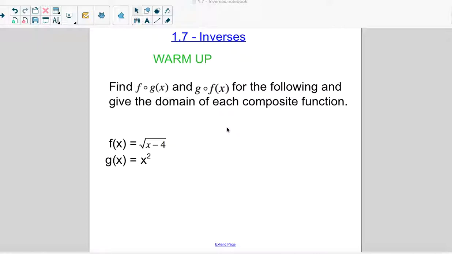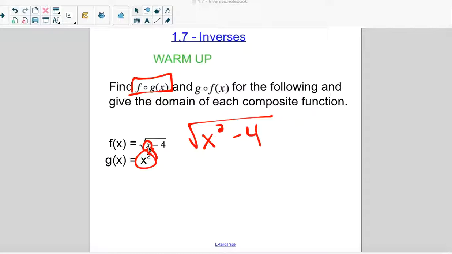All right, so if you had paused the video here and started, you got f of g of x. That's what this first thing means right here. And what that means is we're basically plugging in the g of x into the f's equation. So we're going to plug in x squared for this x here. So it's the square root of x squared minus 4, right? Because we plugged this into this x here.